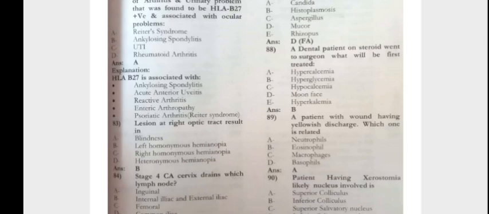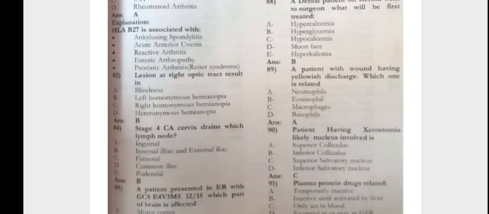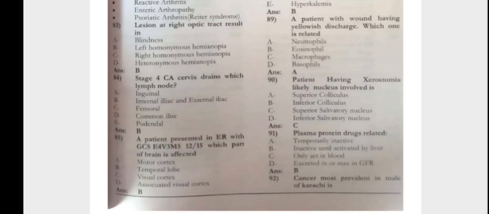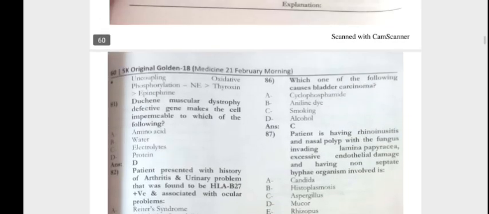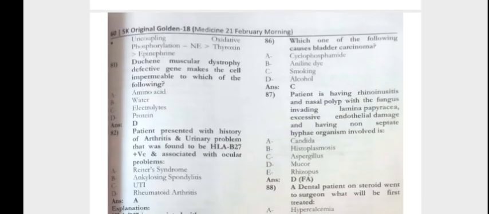A lesion at the right optic tract results in left homonymous hemianopia. Stage 4 CA cervix: which lymph node does it drain to? Internal iliac and external iliac. The patient presents to the ER with a GCS. The part of the brain affected will be the temporal lobe. Next, the following cause of bladder carcinoma is smoking.